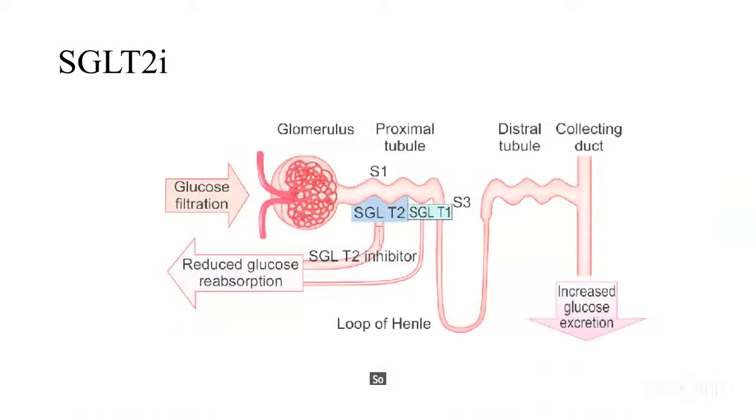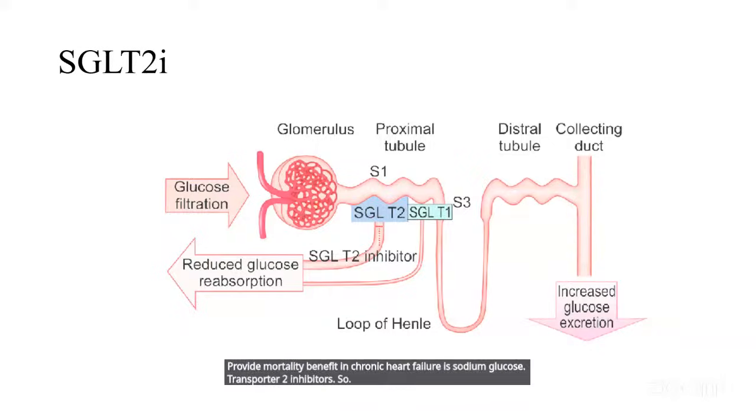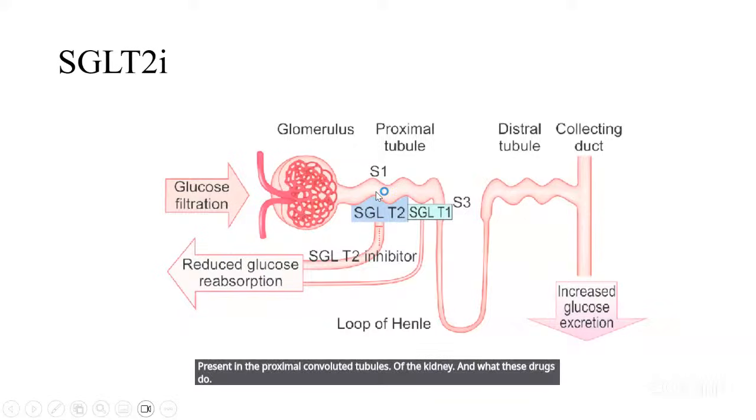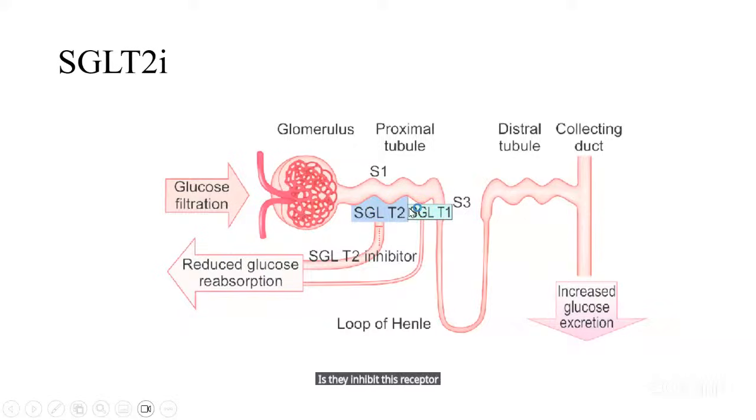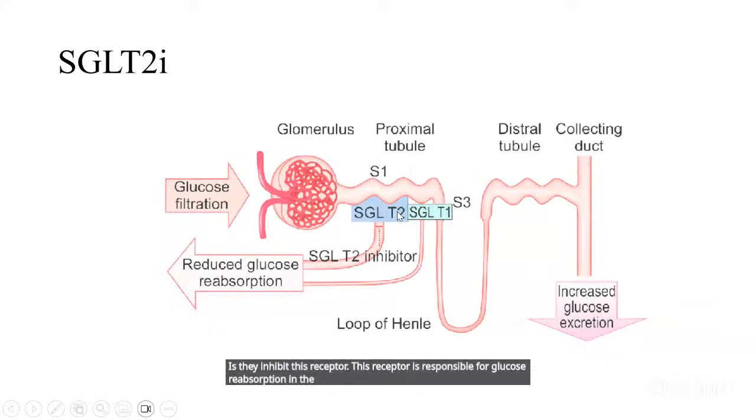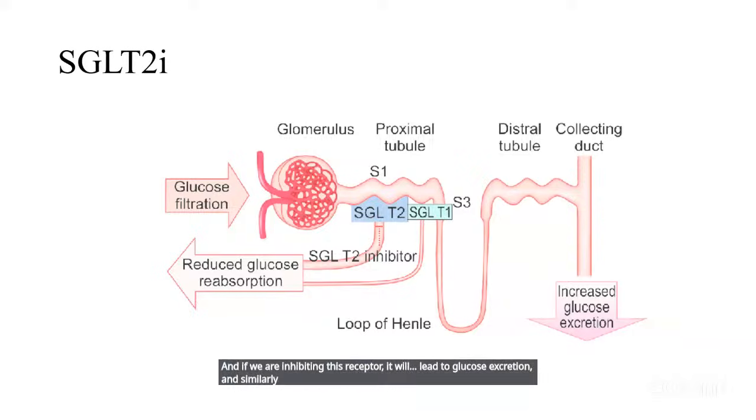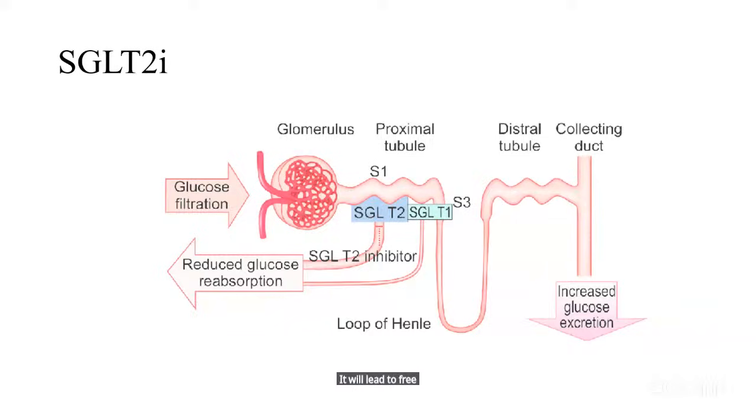So the third category of drugs which have been shown to provide mortality benefit in chronic heart failure is sodium glucose transporter 2 inhibitors. So this receptor is actually present in the proximal convoluted tubules of the kidney. And what these drugs do is they inhibit this receptor. This receptor is responsible for glucose reabsorption in the proximal tubule. And if we are inhibiting this receptor, it will lead to glucose excretion, and similarly by osmosis, it will lead to free water excretion as well.